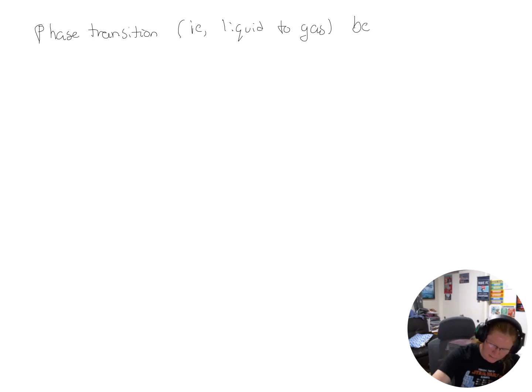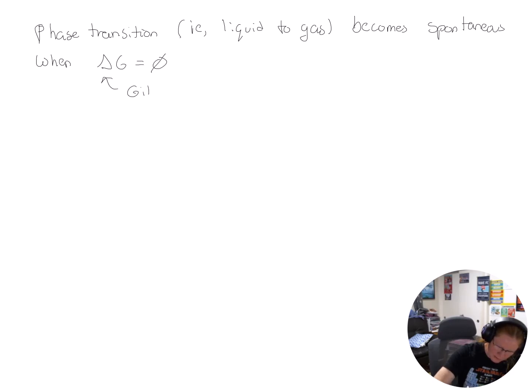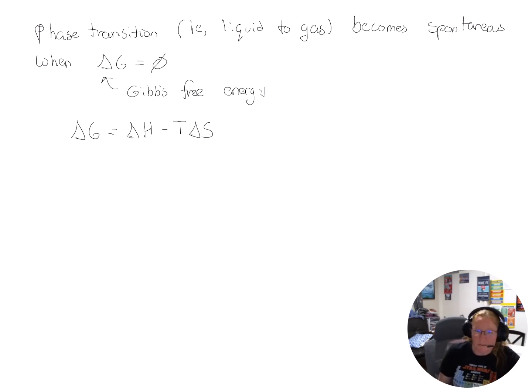Becomes spontaneous when delta G equals 0. And again, delta G is the Gibbs free energy. So we have this thermodynamic equation that looks like this. Delta G is equal to delta H minus T delta S. So for it to be spontaneous, that delta G has to equal 0. If we know delta H and we know delta S, we can figure out the temperature. And we do know these terms.